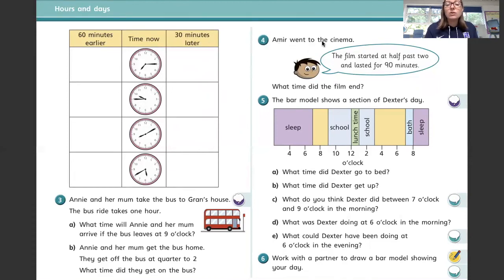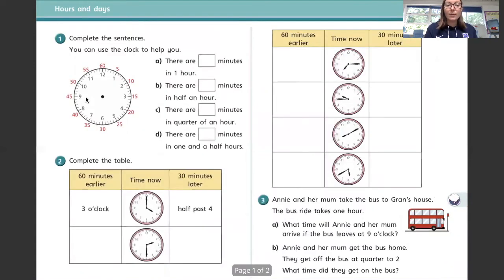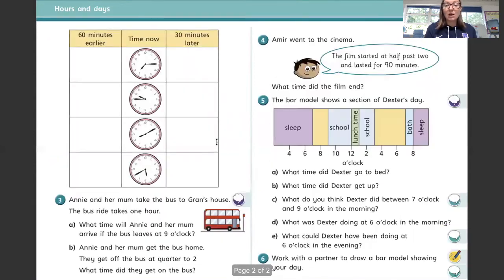Question 4, Amir went to the cinema. The film started at 2:30 and lasted for 90 minutes. So use the information that you know from here of what 90 minutes actually means in words to help you. And then you can answer the question, what time did the film end? So it started at 2:30, it lasted for 90 minutes. What time did it end? You might want to use clocks to help you do that. You might want to use blank clocks to help you do that. Work that one out.